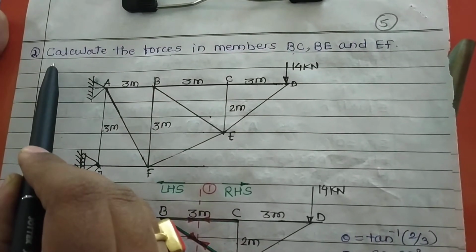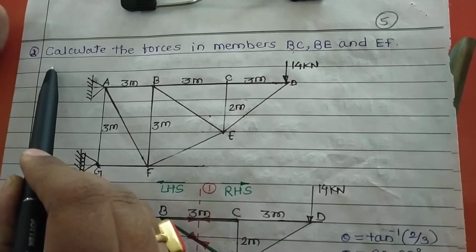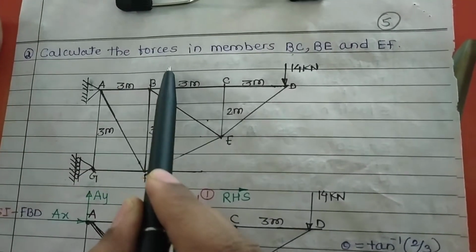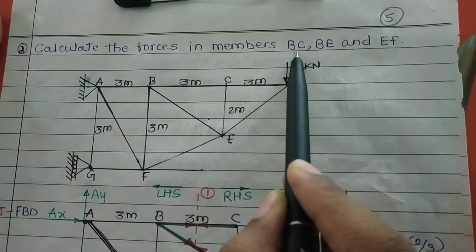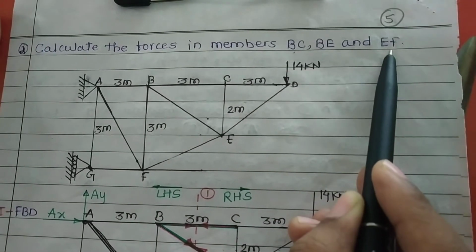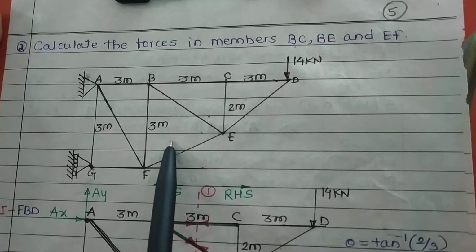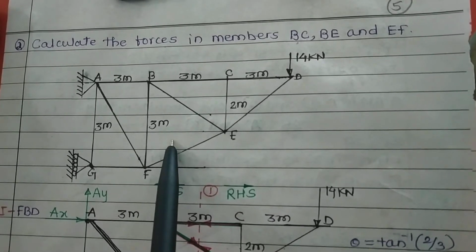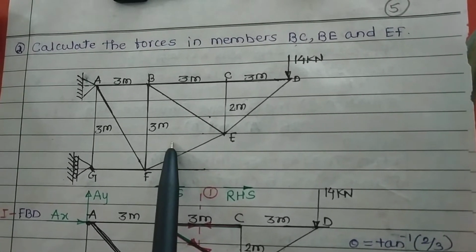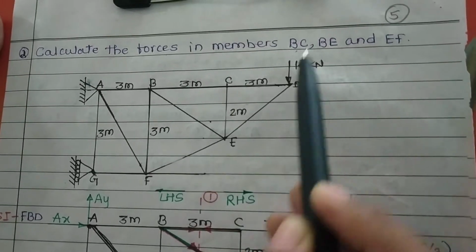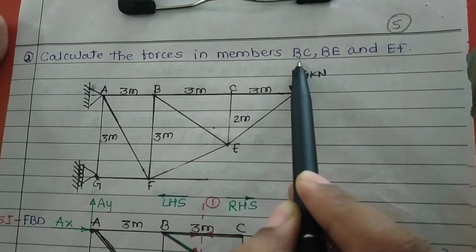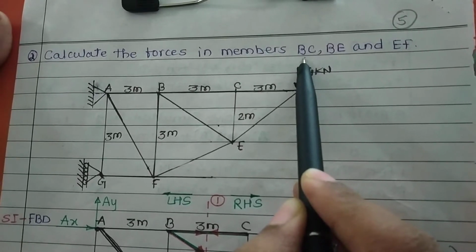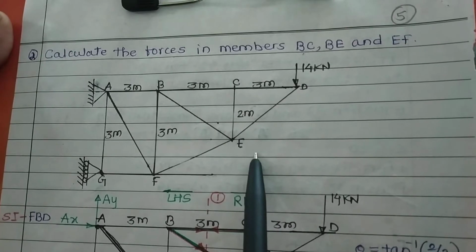In this lecture, we are going to see another numerical on the method of section. The question is: calculate the forces in members BC, BE and EF. In this question, a truss is given, but it is not mentioned anywhere which method you have to use. As you know, limited members are asked to be found, which means the question has to be solved by using the method of section.